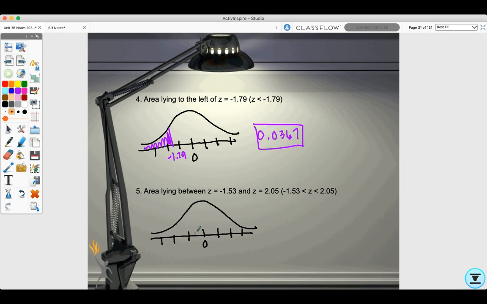So I would have negative 1.53, which I would label here, and 2.05 is the area between, so I would shade that area between. And here we have to do the 2.05 minus the negative 1.53 to get the area in between.